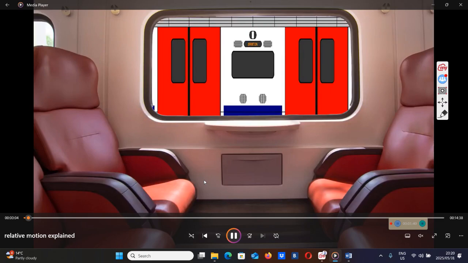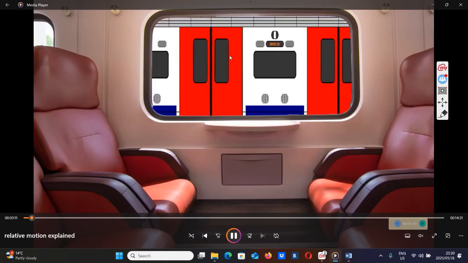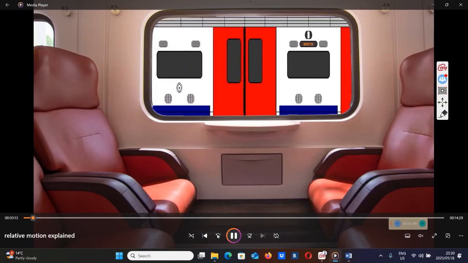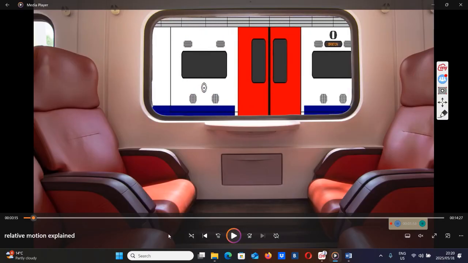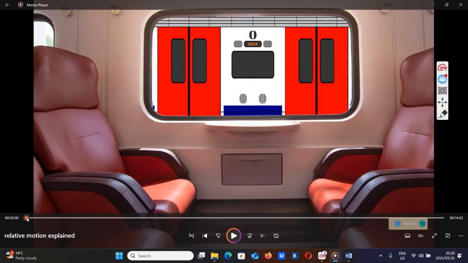I have two trains here. There is this one that you can see the seat of, then there is this other one there. Now let me ask you a question. Between these two trains, I want to know which one is in motion. Let's say this one is train A, this one is train B.